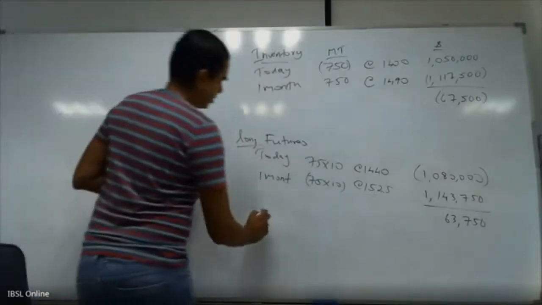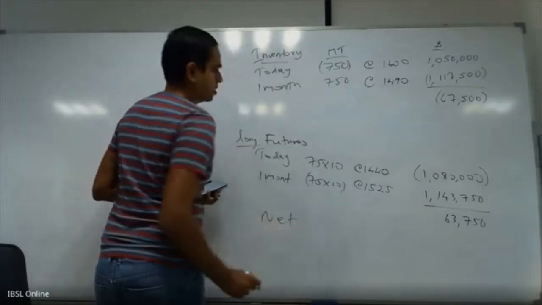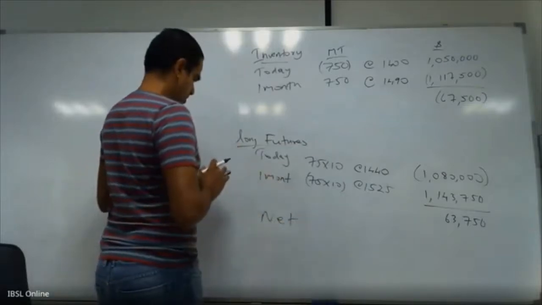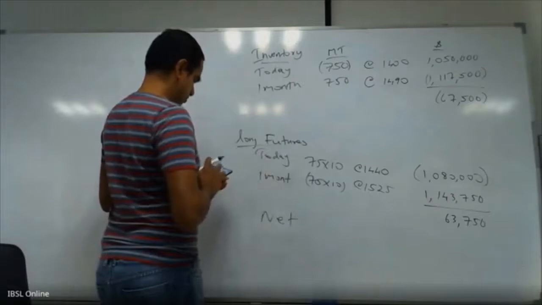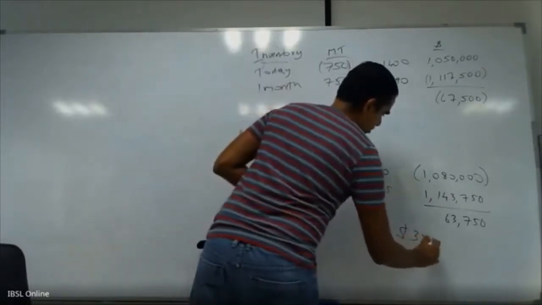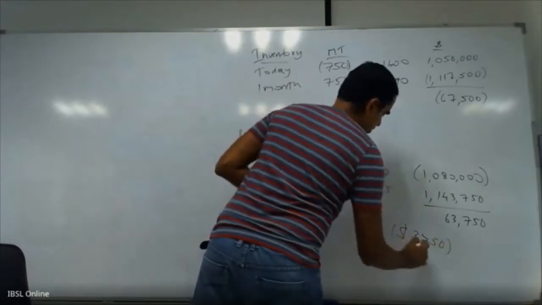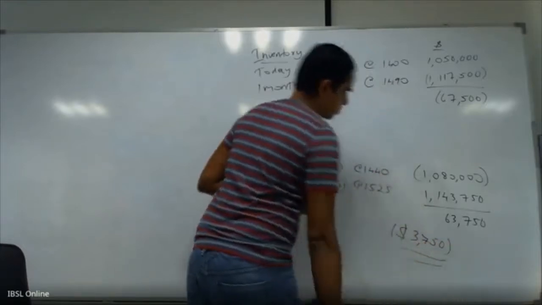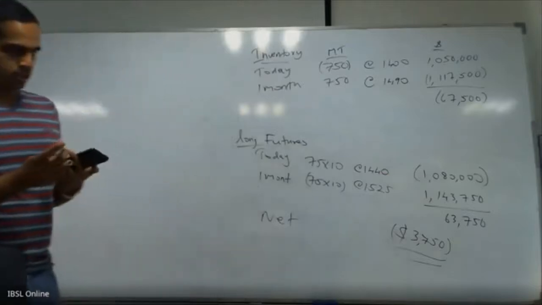So your net is minus $67,500 plus $63,750. They end up with a loss of $3,750. They will lose $3,750.